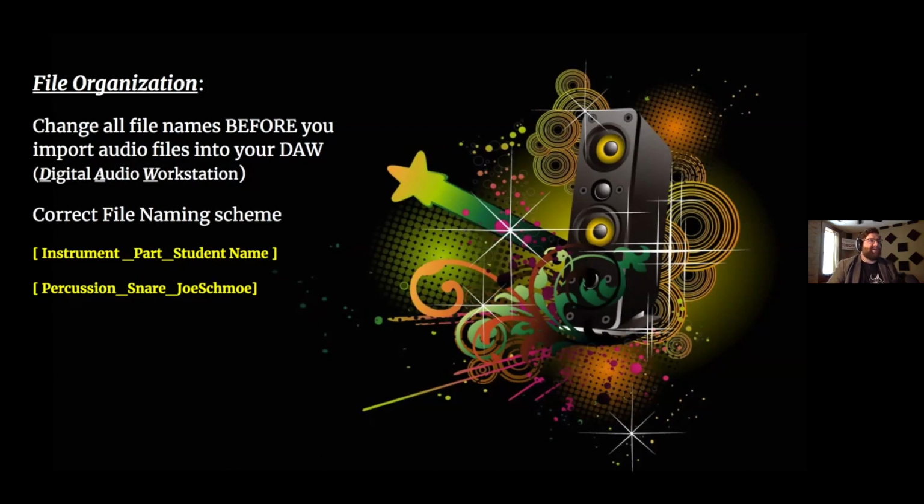So something like your instrument, your part, and your student name. So percussion, snare, Joe Schmo. You don't have to use the underscores. You can use dashes. You can use regular spaces as well. It's just kind of up to you in this matter.